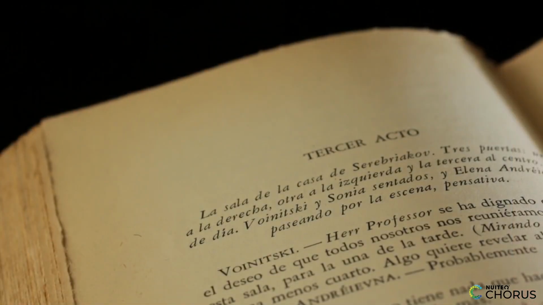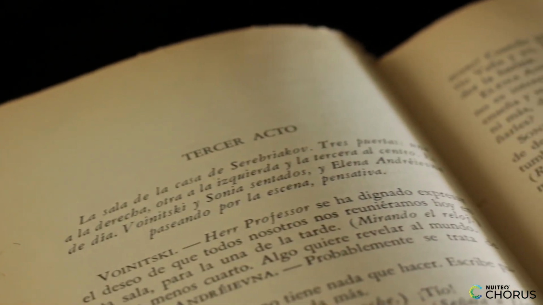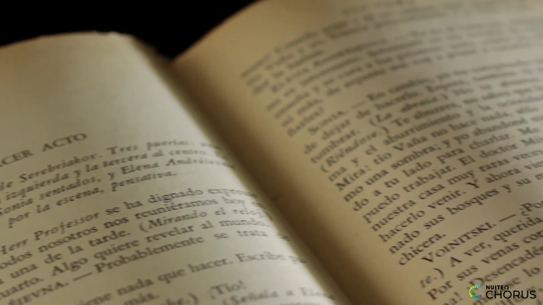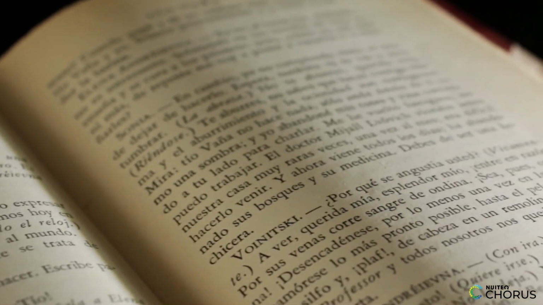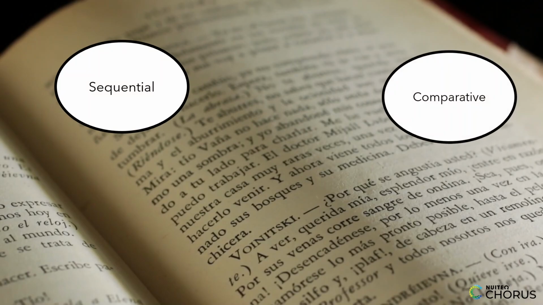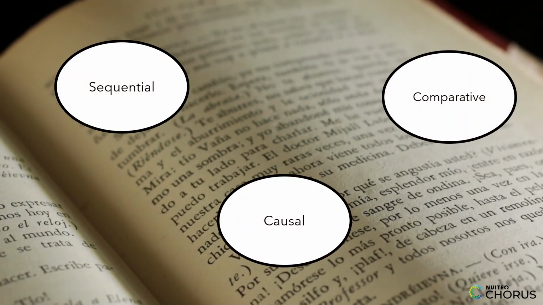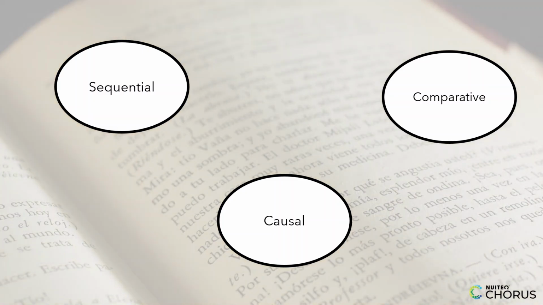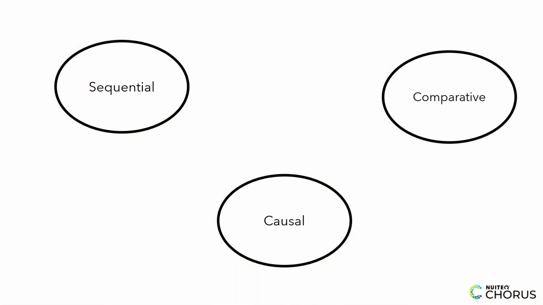Hello and welcome. Today, we're going to explore how different texts present information. Specifically, we'll look at how texts organize and present information sequentially, comparatively, and causally. Understanding these different methods will help you better analyze and understand the texts you read in history and social studies.